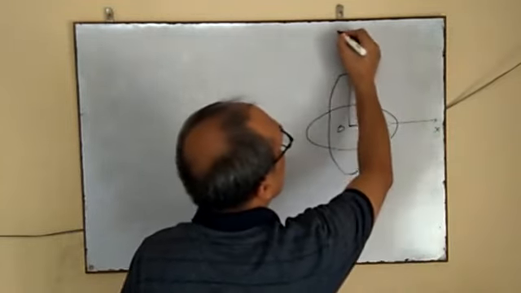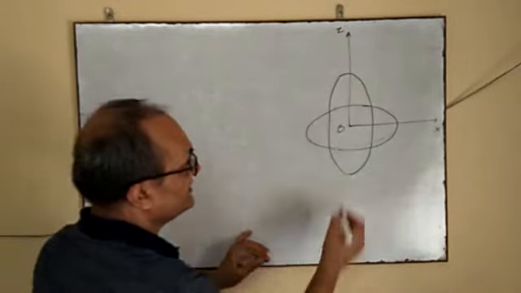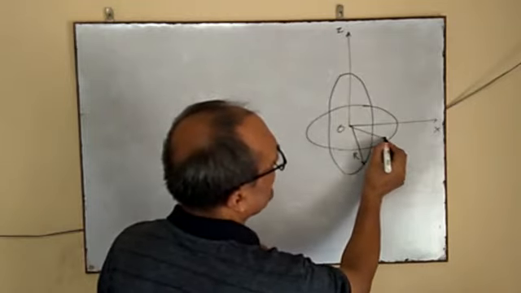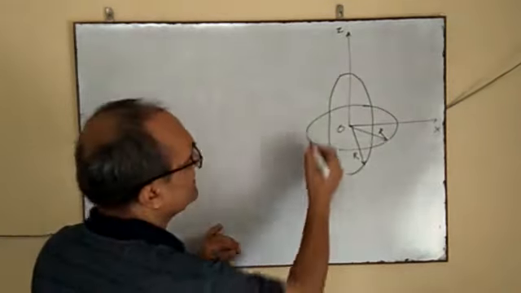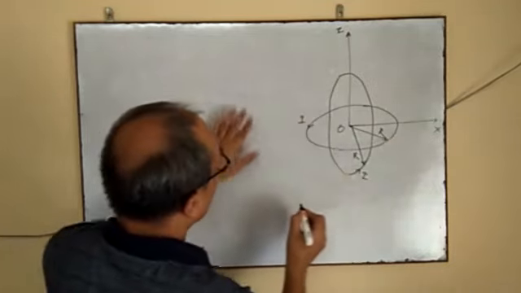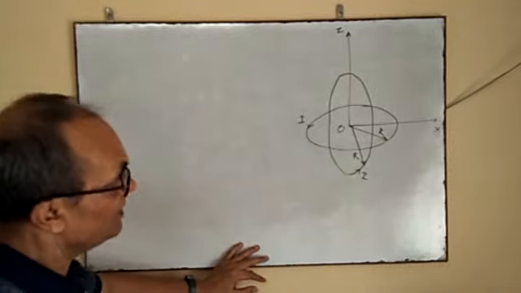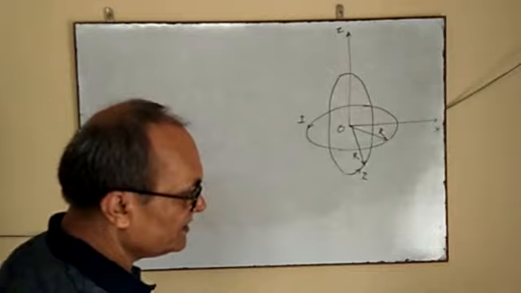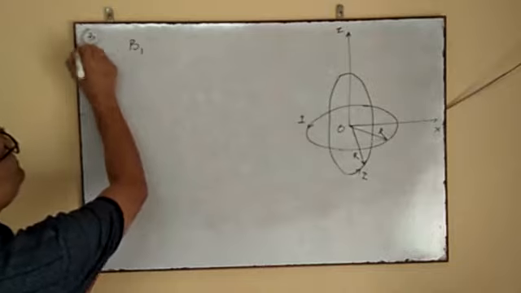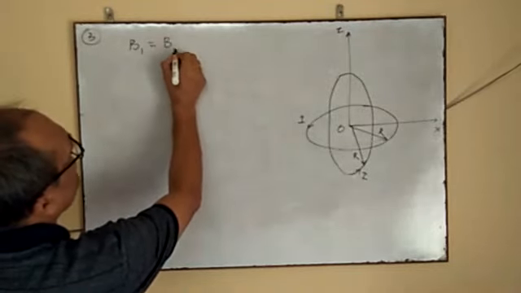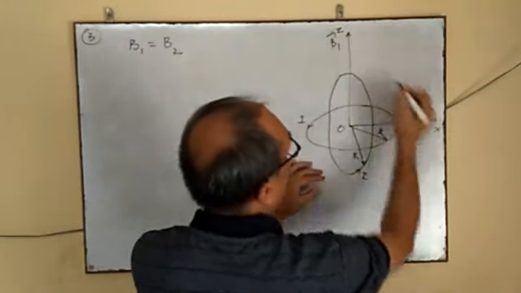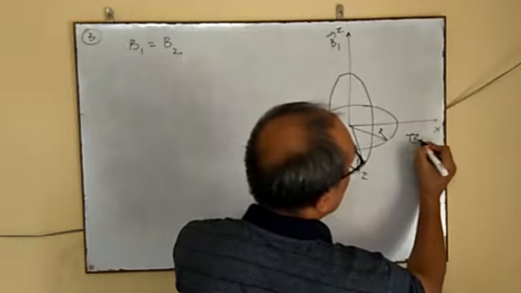Suppose it is X, it is Z. Its radius is R, and its radius is also R. Both have the same magnitude of current. Since both these two are identical, their magnetic field will be the same. So B1 equals B2. Value of B1 is suppose in this direction, and value of B2 is in this direction.